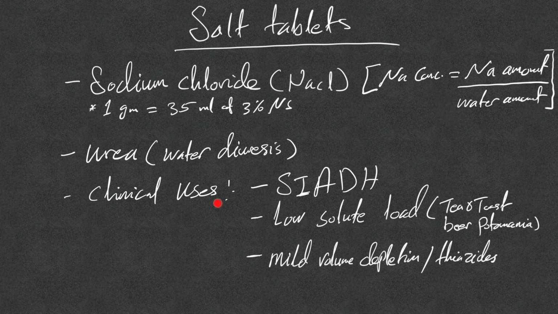The clinical uses are mainly SIADH, where the sodium chloride is combined with loop diuretics, and also low solute load, like patients with tea and toast syndrome and beer potomania. Although for these patients, we can adjust their diet to increase the solute load and not necessarily give them sodium chloride tablets, but that's an option. And in mild volume depletion and thiazide diuretics, we can give them sodium chloride tablets as well.